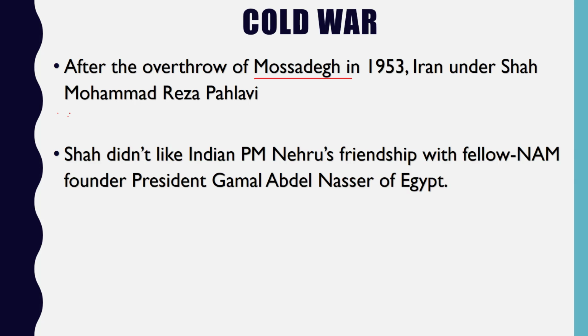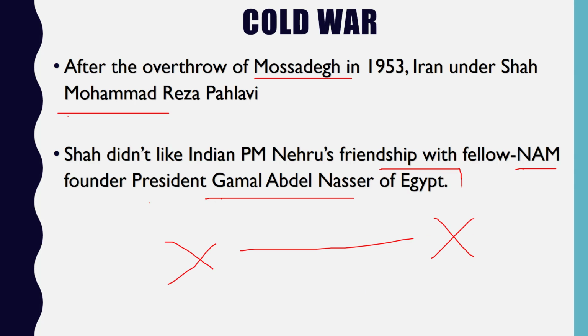So Shah Muhammad Reza, he was now the ruler of Iran, and Shah didn't like Indian Prime Minister Nehru's friendship with fellow NAM founder President Gamal Abdel Nasser. At that time, Iran and Egypt were at odds with each other, and definitely Shah of Iran did not like India's good relations with the country of Egypt.